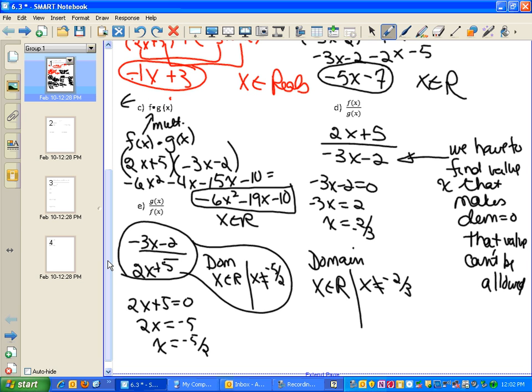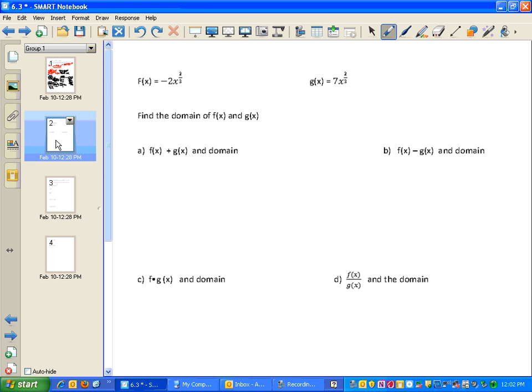What 0? Like, if it was 2x minus 8. Okay, next problem. All right. So you've got to be able to read these.